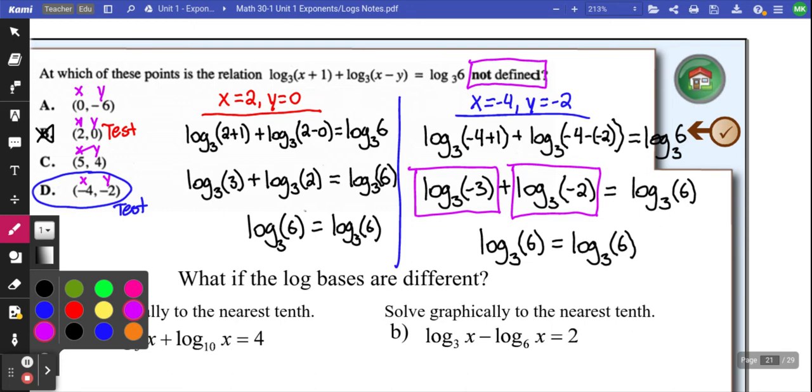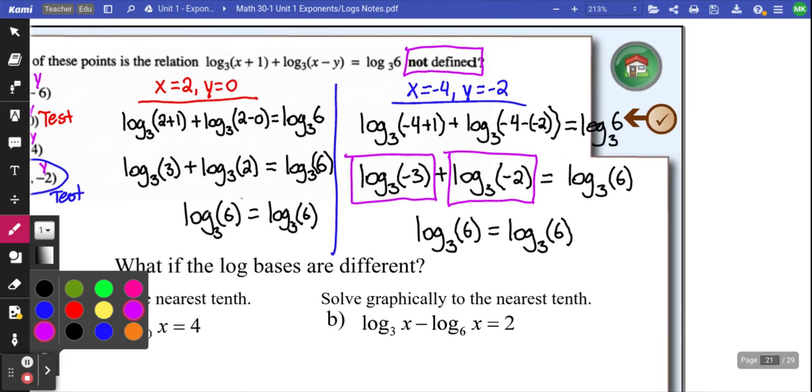Essentially, what you're saying to yourself is there's an exponent you could put on that to be negative 3, and that's not possible. There's nothing you could put in that spot to make it work. This whole concept of not defined means you need to test your answers. So from here forward, when you solve a log question, you should test to make sure that it actually works and that you're not breaking a math rule.